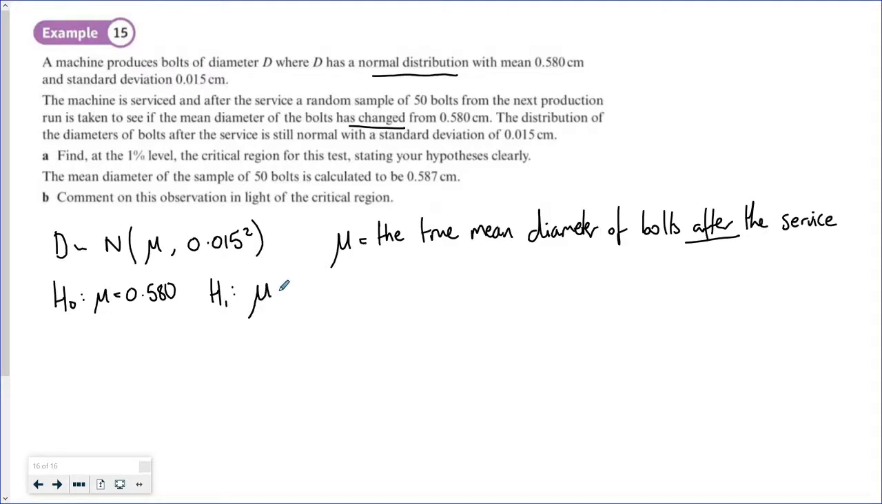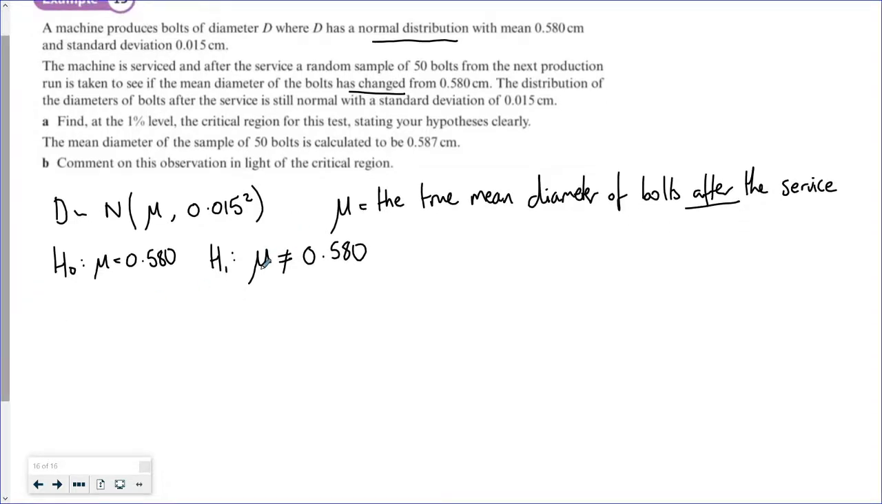Now we're asked to find whether there's evidence to suggest that the diameter of the bolts has changed. So our alternative hypothesis is that the diameter of the bolts is now different to 0.580. And notice that it says changed, so that means it's going to be a two-tailed test. We're not bothered whether we think the diameter's gone down or gone up. We're just testing whether there's going to be a change.